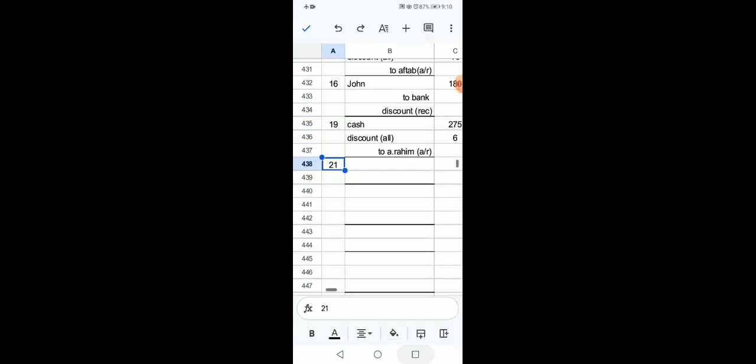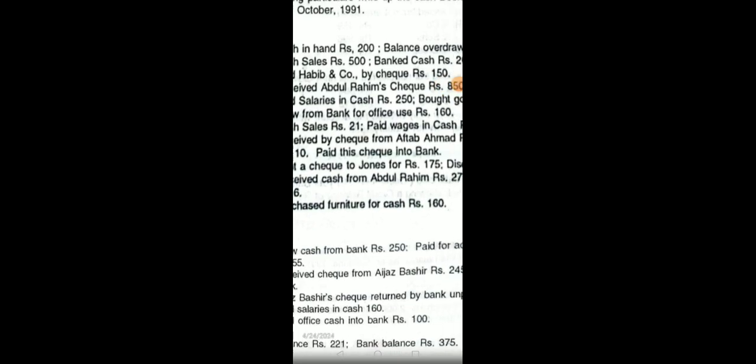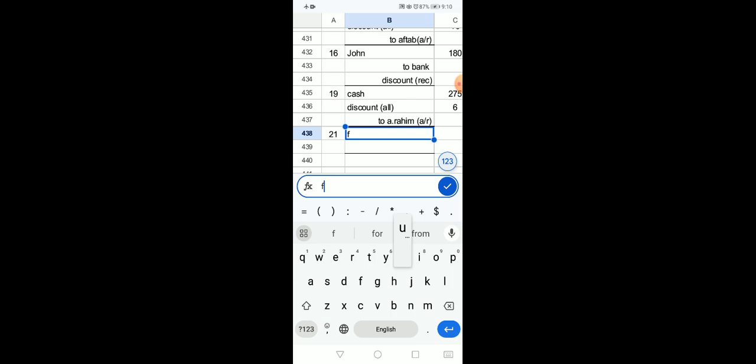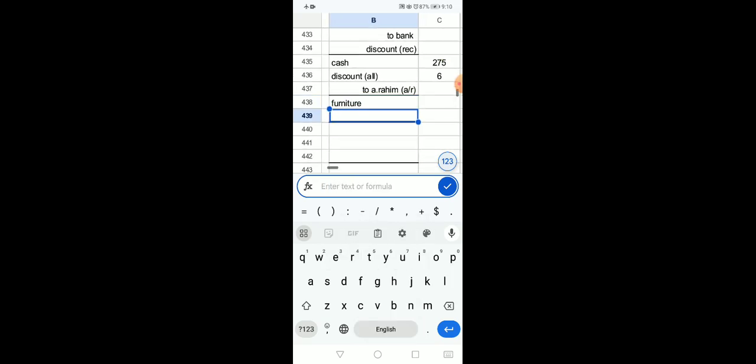When the 19th entry is completed, what is next for us? That is 21. Write down the 21st date for the next entry. What is 21 saying? Purchase furniture for cash. When you are buying furniture, what is coming in? Furniture. Furniture is your asset. Asset is increasing. Increase in asset should be mentioned on debit side. So you are mentioning furniture on debit side.